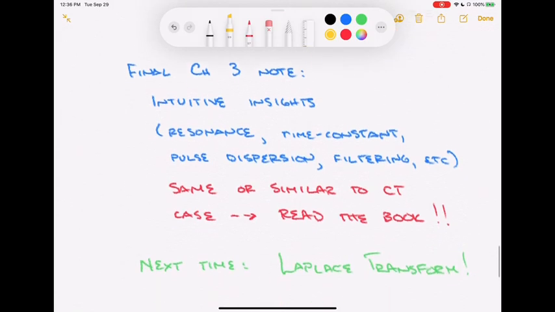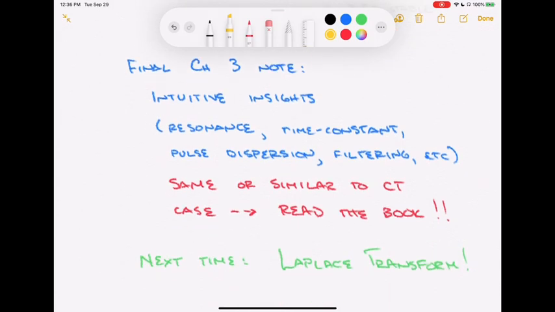Last bits from chapter 3 to end us out in chapter 3. The chapter ends much like chapter 2 ended, talking about some intuitive insights about systems. It talks about resonance, time constants, pulse dispersion, filtering, all this sort of stuff. And they are the same or essentially the same, similar to the continuous time case that we spent quite a bit of time on in chapter 2. There's really no need for me to go back through this. It's something you can easily read yourself. Everything translates essentially the same, okay?